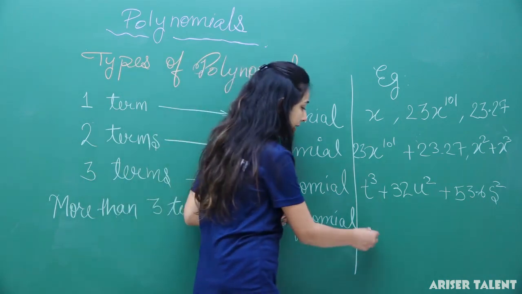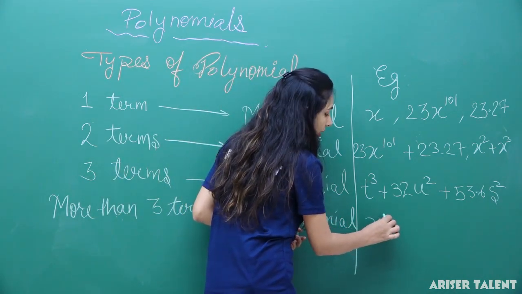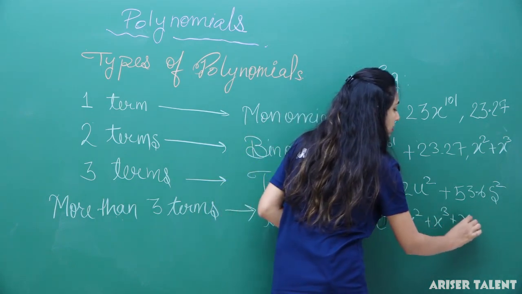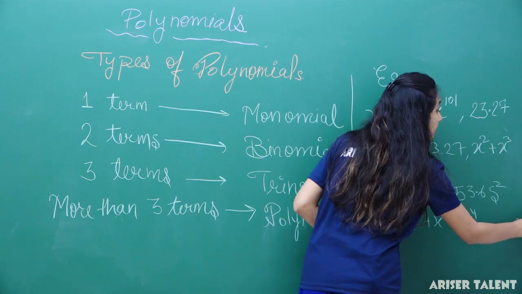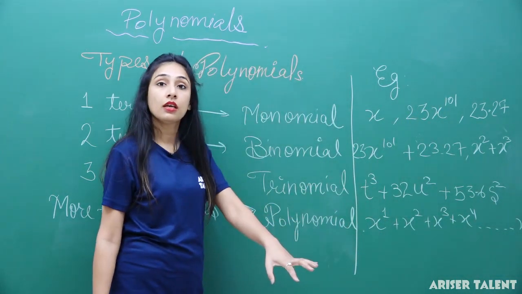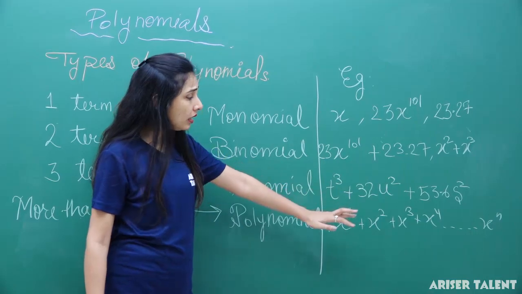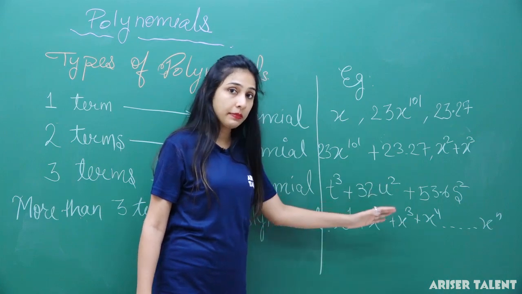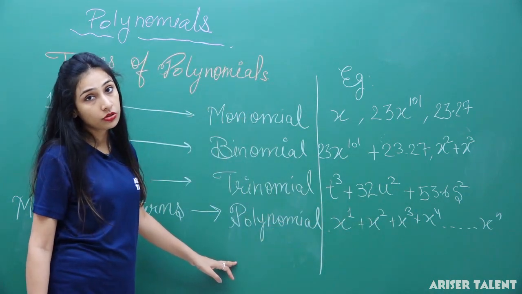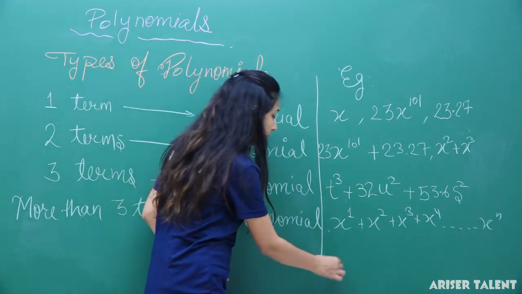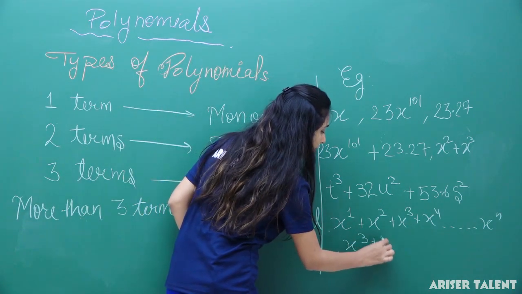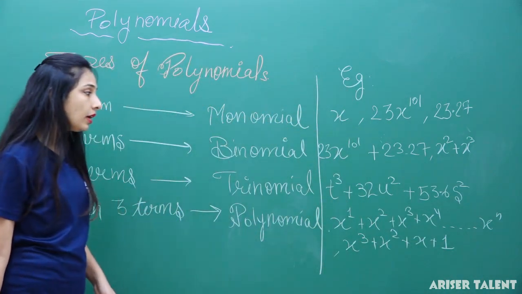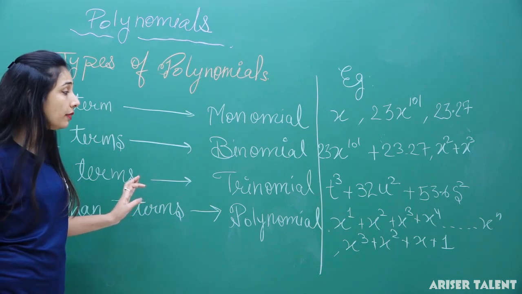Now if I write x to power 1 plus x square plus x cube plus x to power 4 and so on till x to power n. Is it a polynomial? Yes, it is. Yes, it is very big and having a large number of terms in it, but yes, it is a polynomial also. Okay, and if I talk about x cube plus x square plus x plus 1, is this a polynomial? Yes, it is also a polynomial.